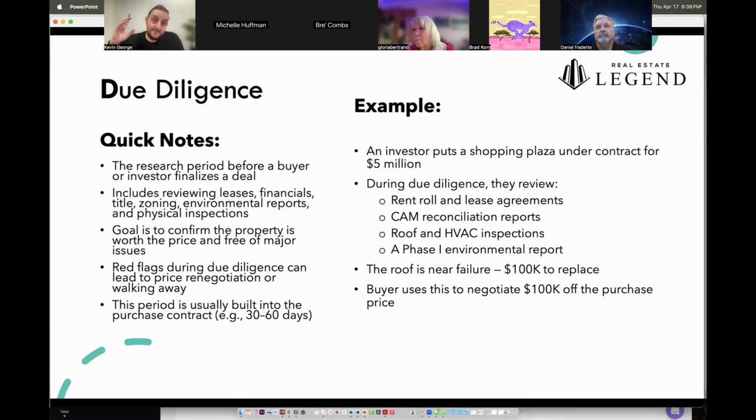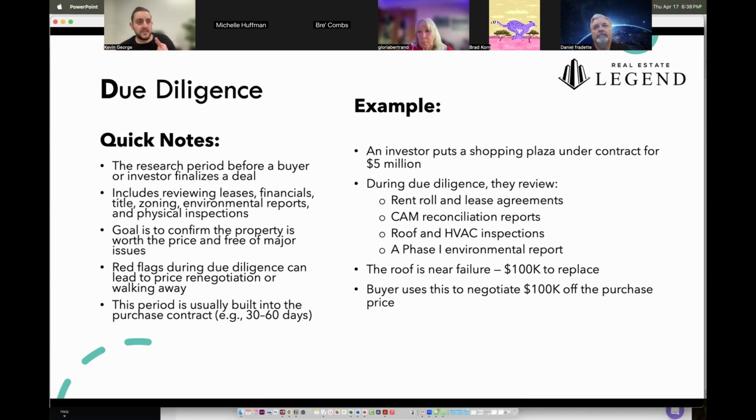I mean, hey, if it's something big you're buying, you say, I need time. I've got to do my tests. I've got to do whatever it is. So yeah, you put a shopping plaza under contract. You want to review the leases, rent rolls, CAM reconciliation reports, meaning, what am I looking at annually for the CAM? We just talked about that.